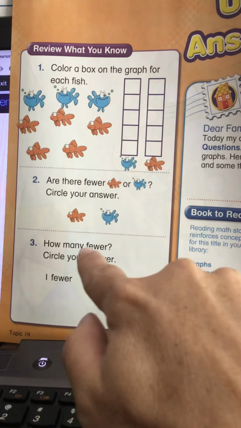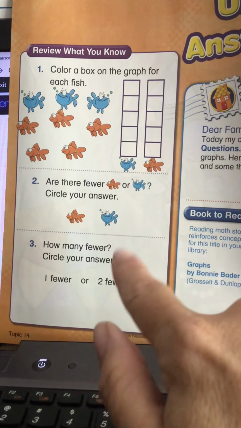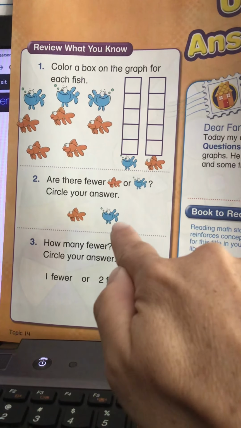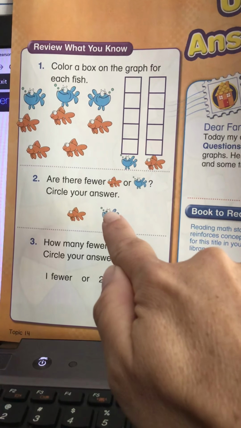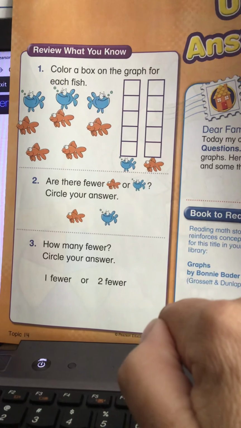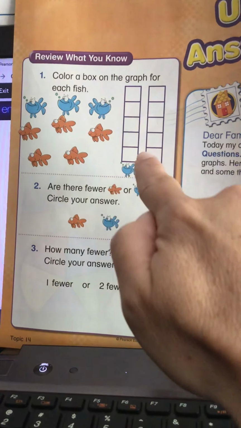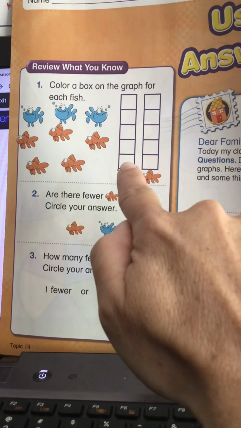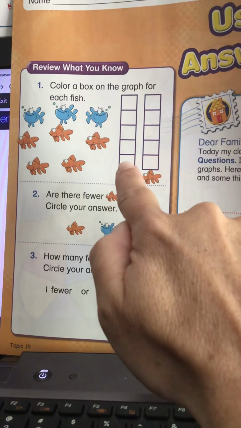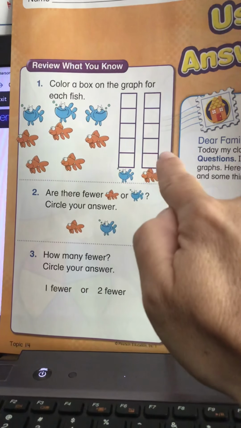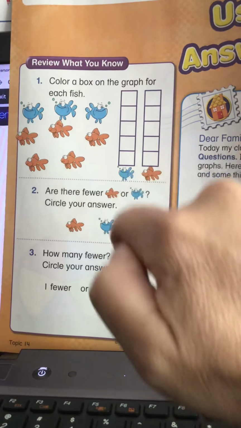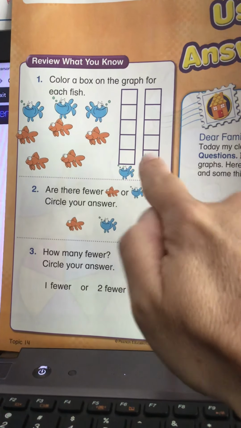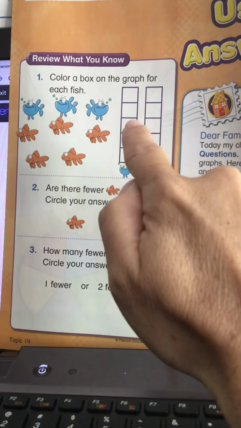Now it asks us how many fewer. So we know that the blue fish had this fewer amount, or the smaller amount. So that one should be circled. But now it wants to know how many. And this is where what we've done in math before comes in, because we can see where they are the same. So the blue fish had 3 colored in, and the orange fish had 5 boxes colored in. So we can see that blue and orange are the same, same, same.